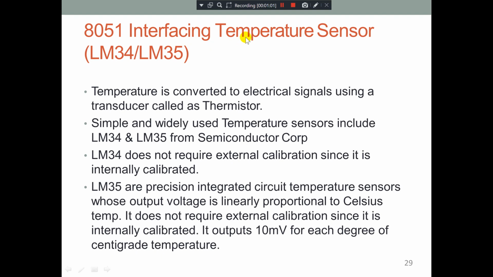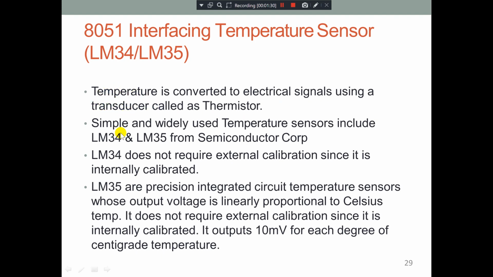In this session, I will also show the application of this particular experiment, how it can be used as a project. Okay. The temperature is converted to an electrical signal using a transducer called a thermistor. In the last session, I told you that all physical quantities are converted to electrical signals using transducers. So the transducer is the main thing here.